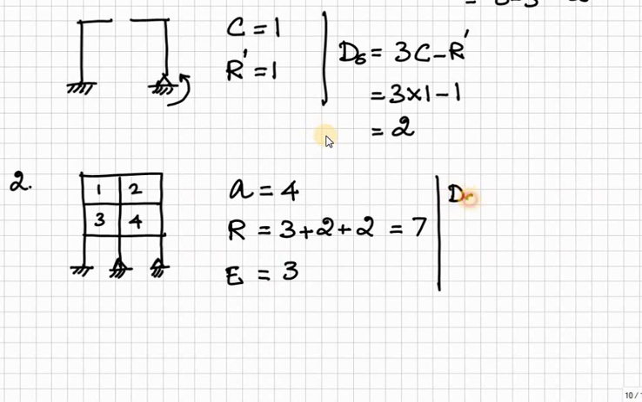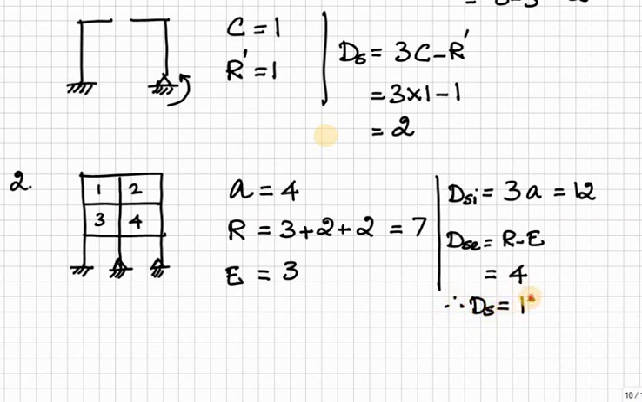Now from method 1, dSi is equal to 3 times A, which is equal to 12. Next dSe is equal to capital R minus E, therefore 7 minus 3 is equal to 4. Therefore total statical indeterminacy is equal to 12 plus 4 is equal to 16.